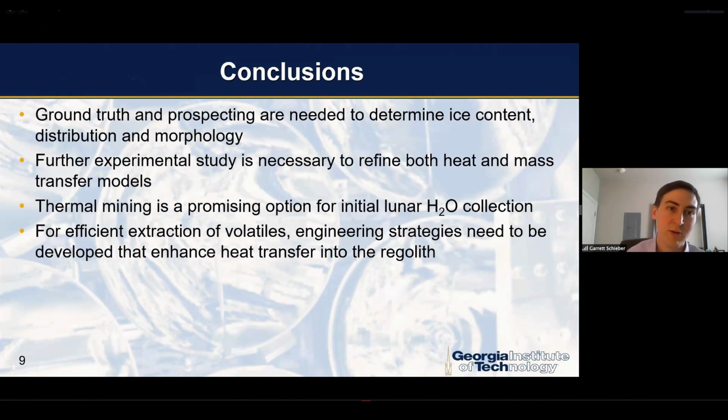So in conclusion, ground truth and prospecting are needed to determine the ice content, the distribution of the ice, and the morphology. Further experimental study is necessary to refine both the models I presented for heat and mass transfer. And thermal mining is a promising option. However, like I showed in the last slide, engineering solutions need to be developed to enhance the heat transfer into the regolith. And that's all. Thank you.